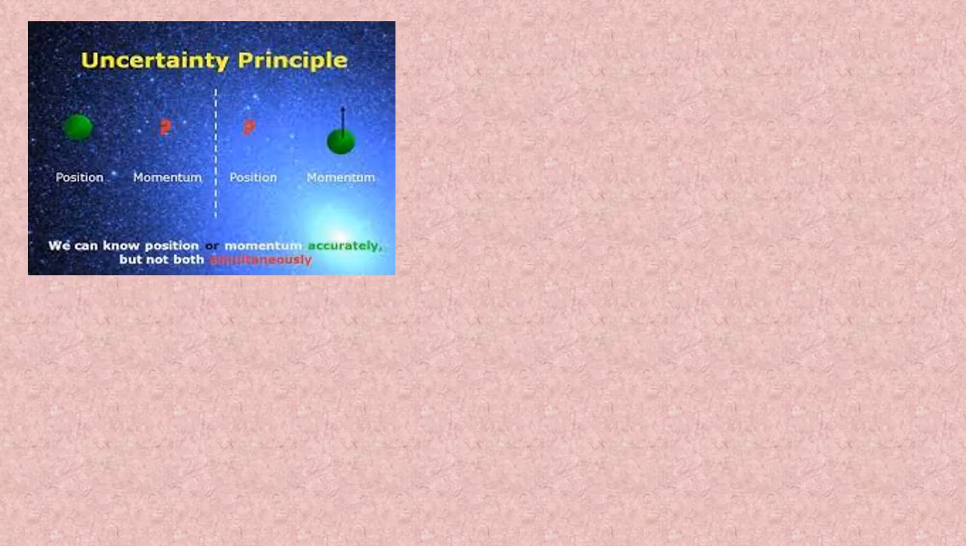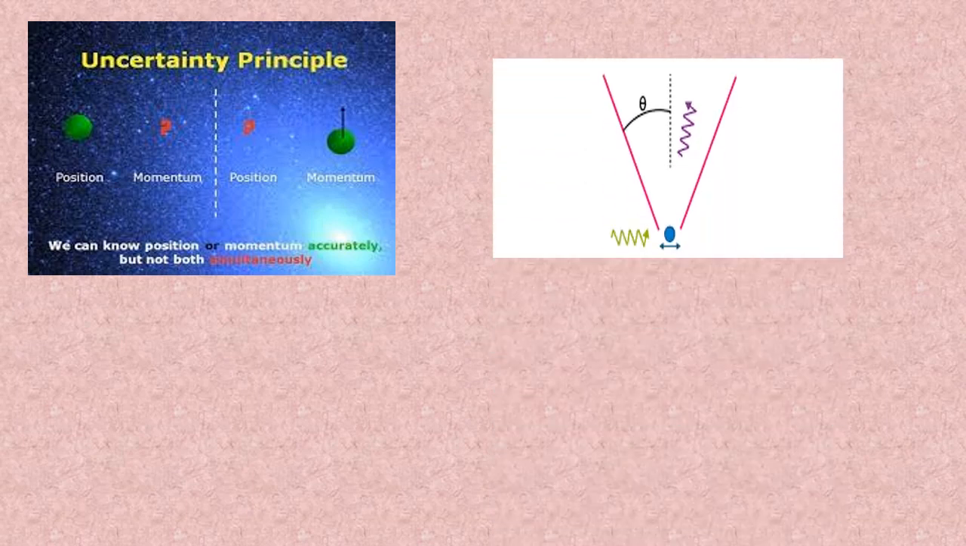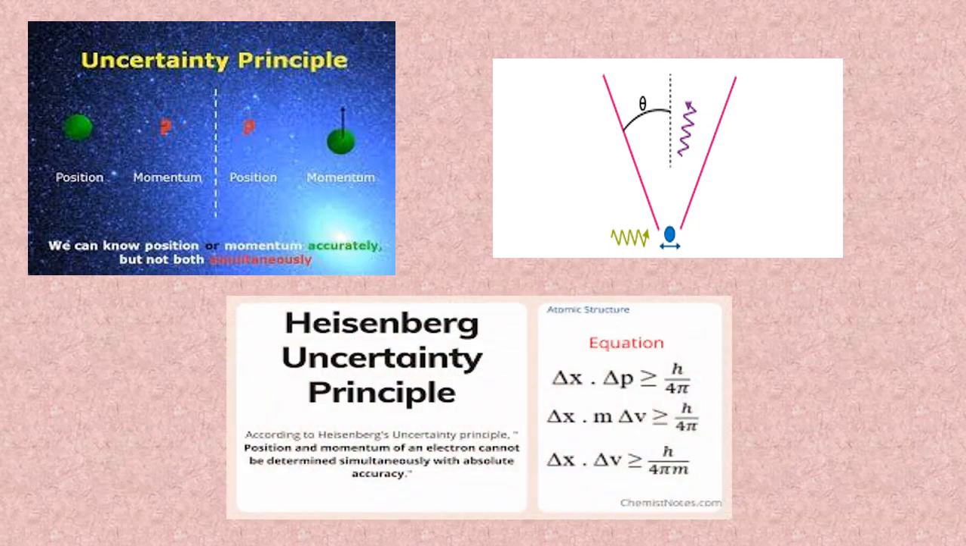Here look at the picture. Uncertainty principle: the position and momentum of the particle cannot be determined simultaneously. The second picture illustrates the uncertainty principle. And the third shows three possible conditions which cannot be simultaneously determined, according to the uncertainty principle.